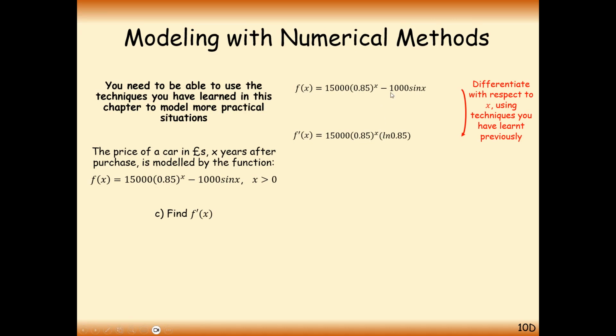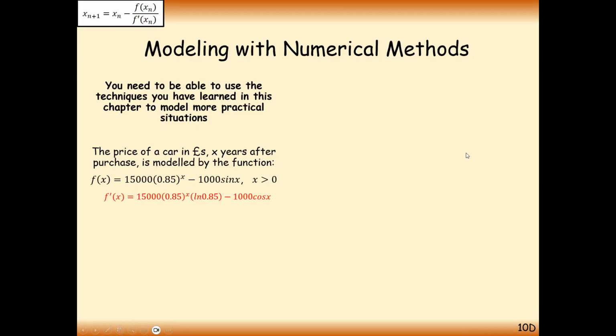So what you see here is only the first term that is being differentiated. Now we're going to look at the derivative of negative 1,000 sin x. Negative 1,000 is a constant and it will remain as it is. The derivative of sin is cos, so we'll have negative 1,000 cos x.